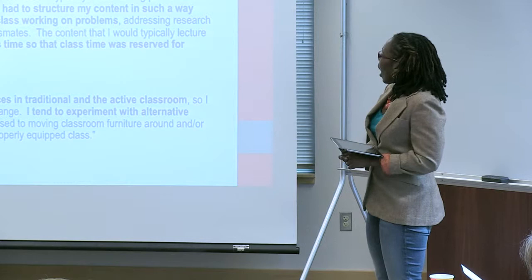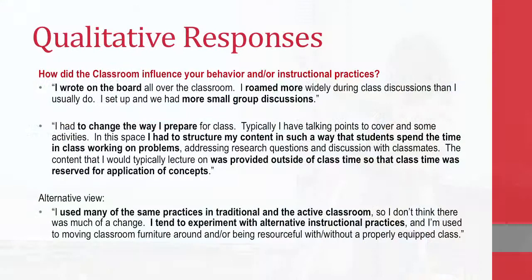Okay, so this other professor echoed some of that, wrote on the board all over the classroom. However, this is a new one: the professor felt he or she roamed more in the active learning classroom, because hopefully that will foster that type of movement and have more small group discussions. And this professor said he or she had to change the way they prepare for class and had to structure content in a way so students were more engaged working together independently.